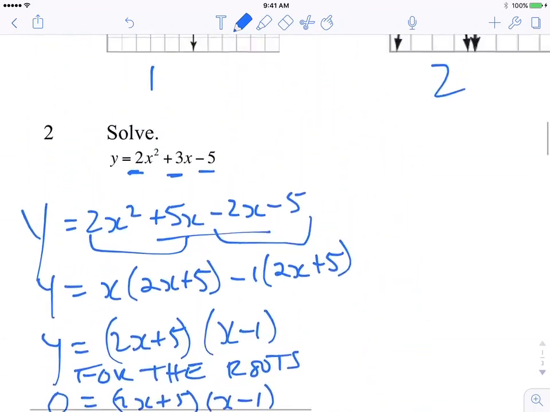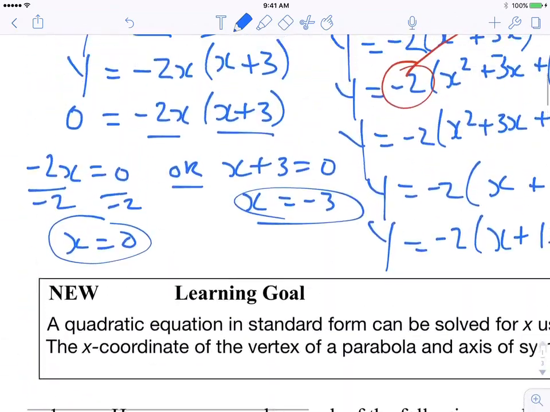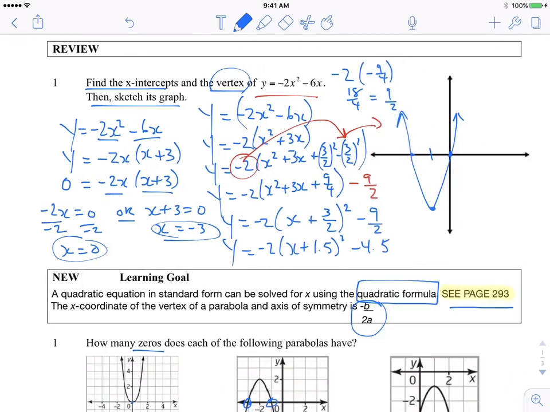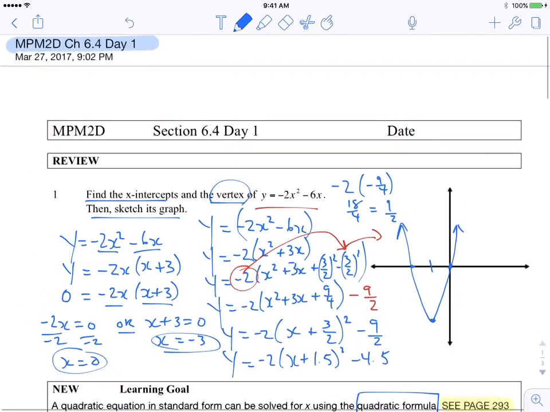So that's the quadratic formula way of doing it, much quicker. And like I said, that'll be your friend when you're finding factoring difficult.